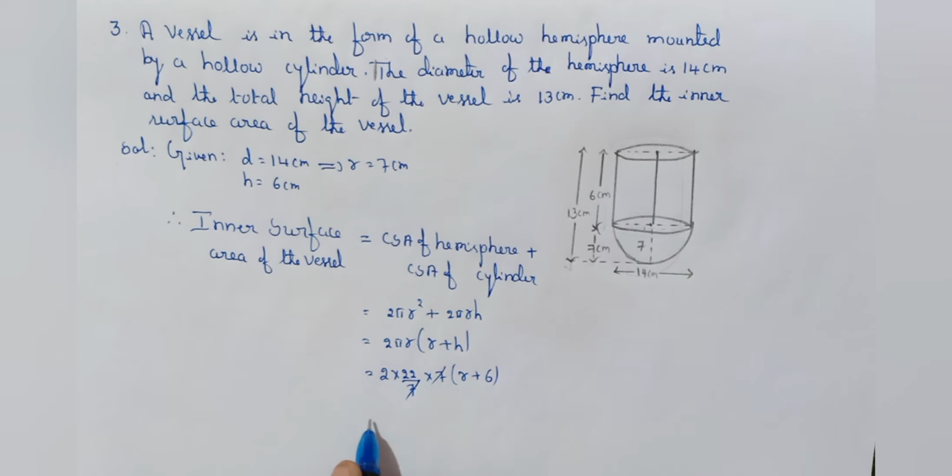We can cancel the 7. 2 into 22 is 44, into 7 plus 6 is 13. 14 into 13 is 572 square centimeter. So the inner surface area of the vessel is 572 square centimeter.